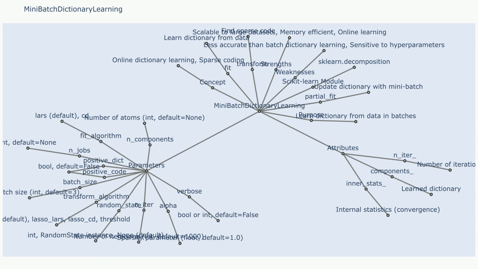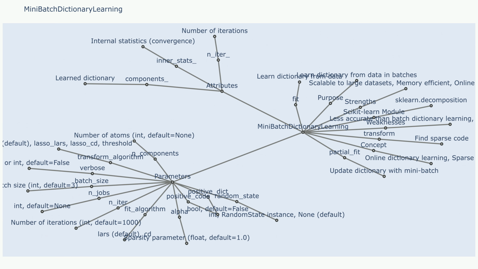7. Limitations. Choice of parameters. The choice of parameters, e.g., n_components, alpha, can significantly impact the performance. Finding optimal parameters may require experimentation. Interpretability. While sparse coding can effectively represent data, interpreting the learned dictionary and the sparse codes can be challenging.